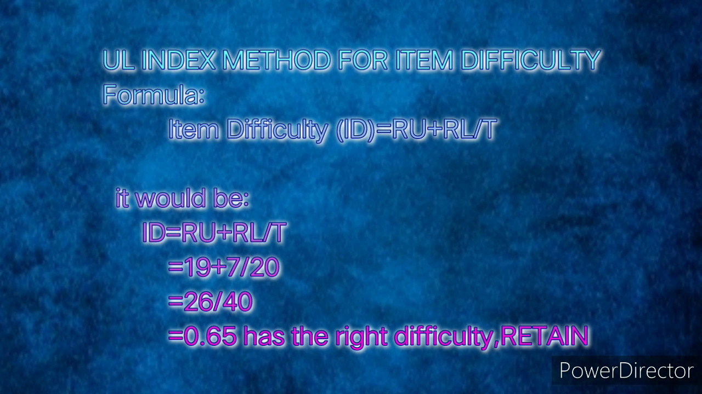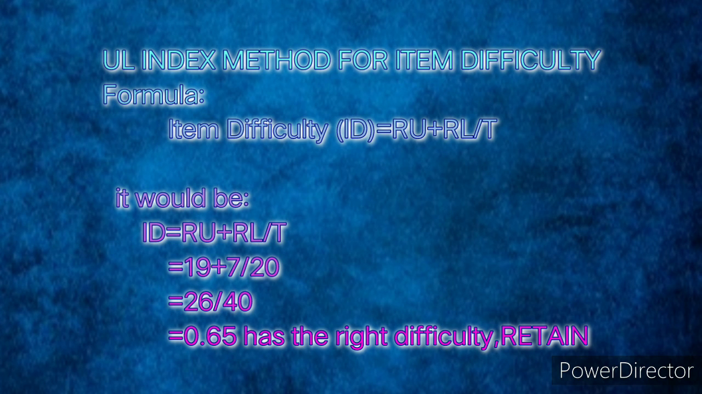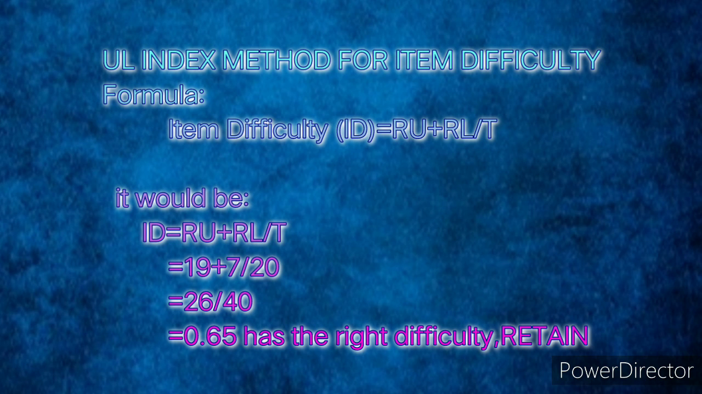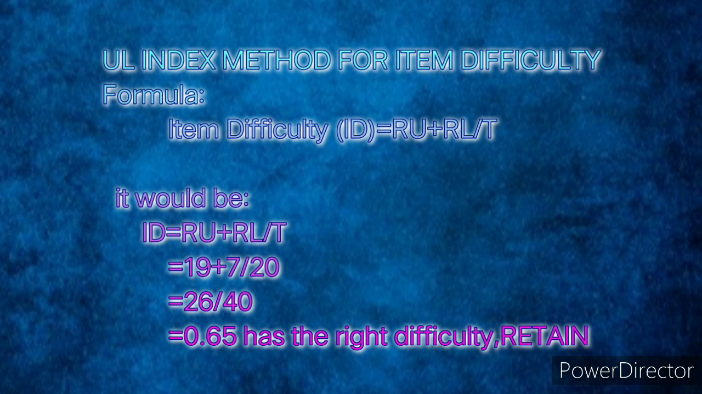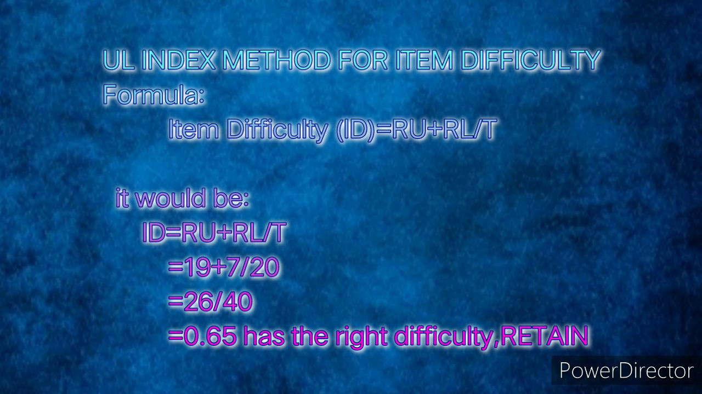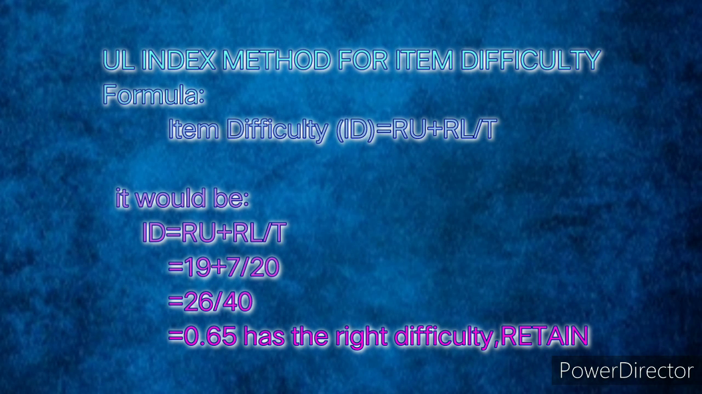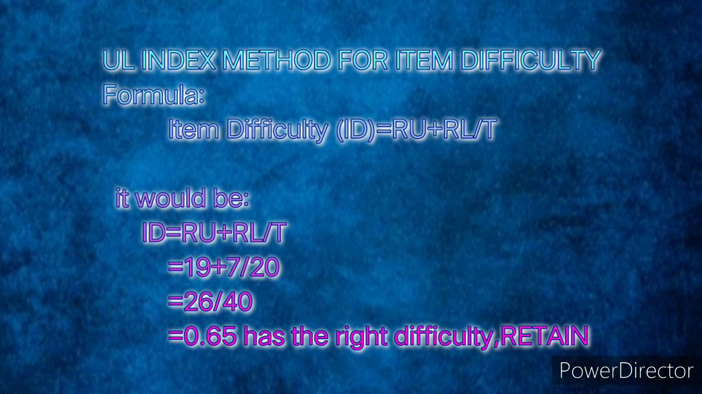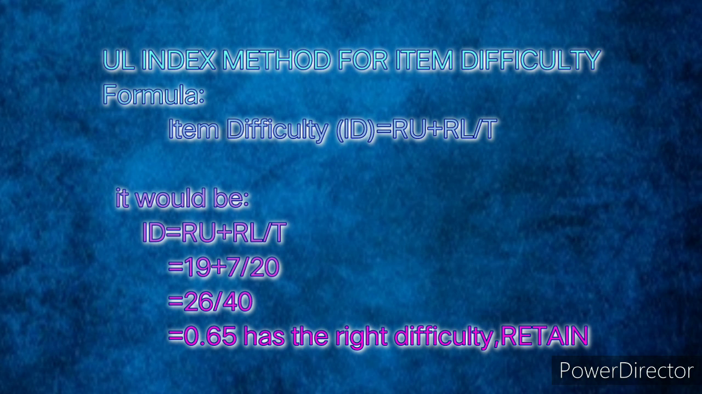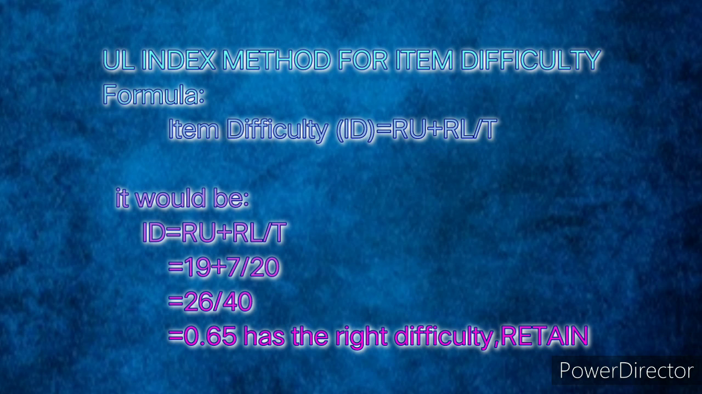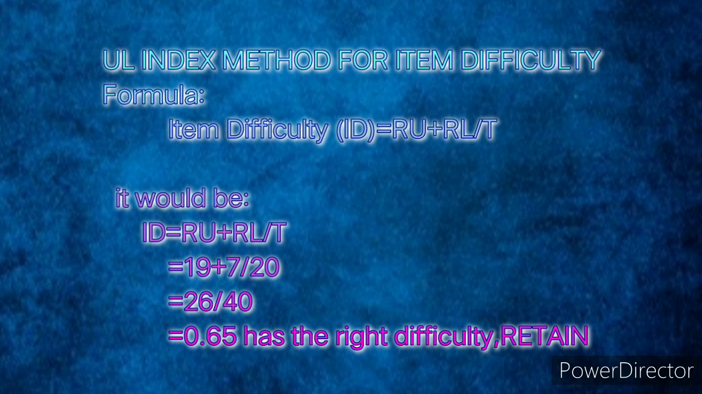Using the UL index method for item difficulty, the formula is item difficulty or ID is equal to RU plus RL over T. Let us solve the item difficulty of the above example. It would be ID equals RU plus RL over T, which is equal to 19 plus 7 over 20 plus 20, equals 26 over 40, and the answer is 0.65. Has the right difficulty, retained.